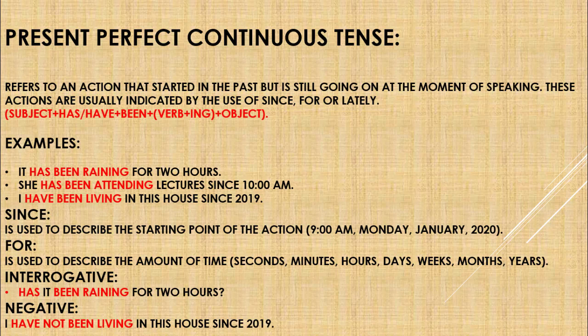We start an interrogative sentence with the auxiliary verb has and have. As you can see in the example, has it been raining for 2 hours? And in the negative sentence, we use not after the auxiliary verb has or have. I have not been living in this house since 2019.